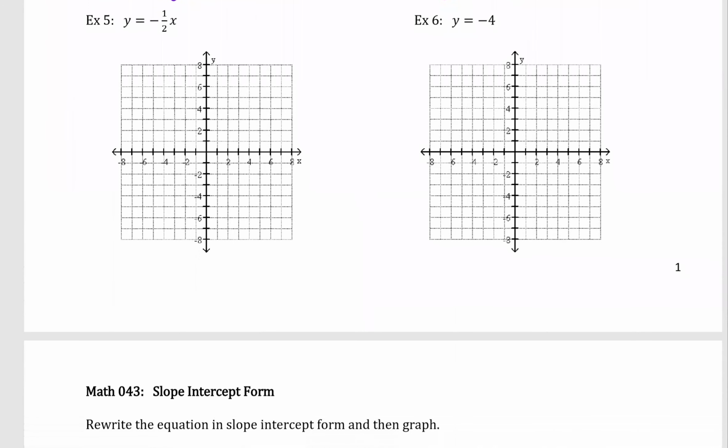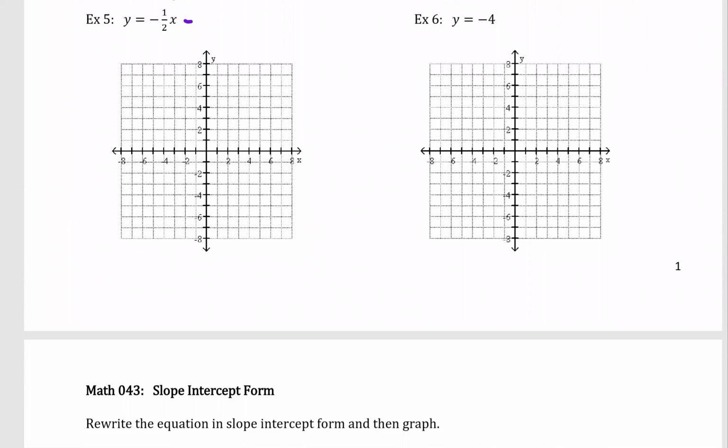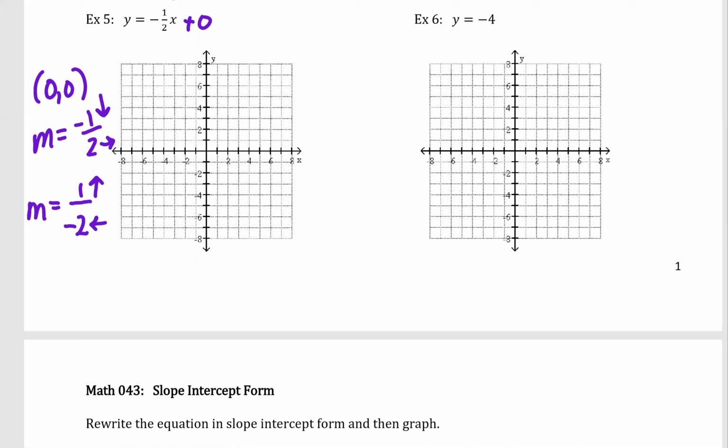Example 5. If it helps, you might want to put plus 0. So the y-intercept is (0, 0). The slope is -1/2. I suggest you attach the negative to either the 1 or the 2. If you attach it to the 1, you would go down 1, right 2. If you attach it to the 2, you would rise 1 and go left 2.